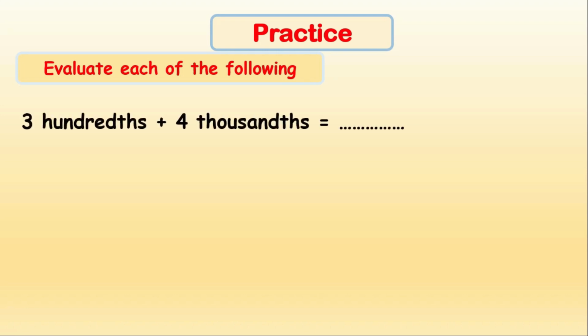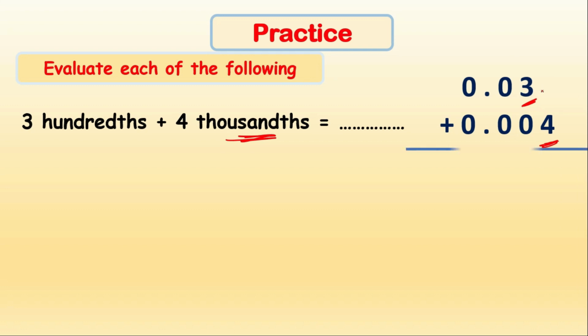Now let's have a practice. Evaluate each of the following. Number 1, 300th plus 4,000th. To add these values we have to write them in decimal form. The first number, 300th, in decimal form is 0.03. Then add 4,000th, which has 3 digits in the decimal part: 0.004. The first step, you have to put 0 to make the two numbers have the same digits in the decimal part.